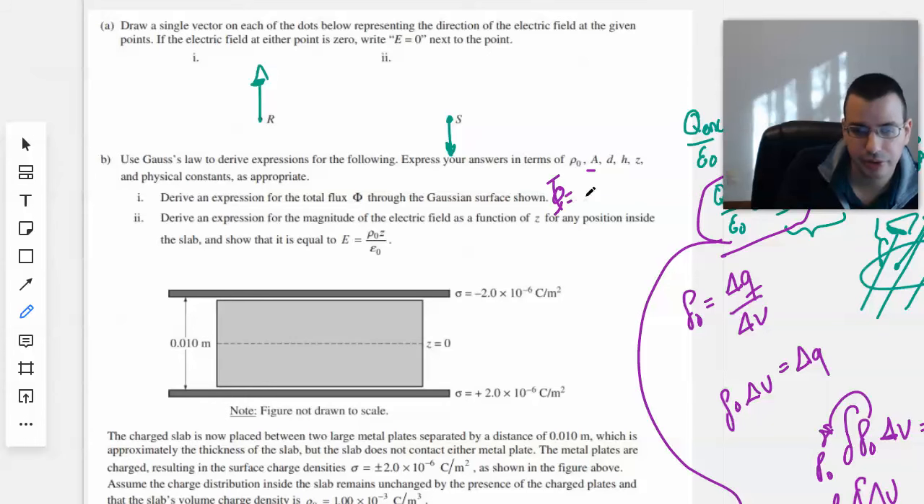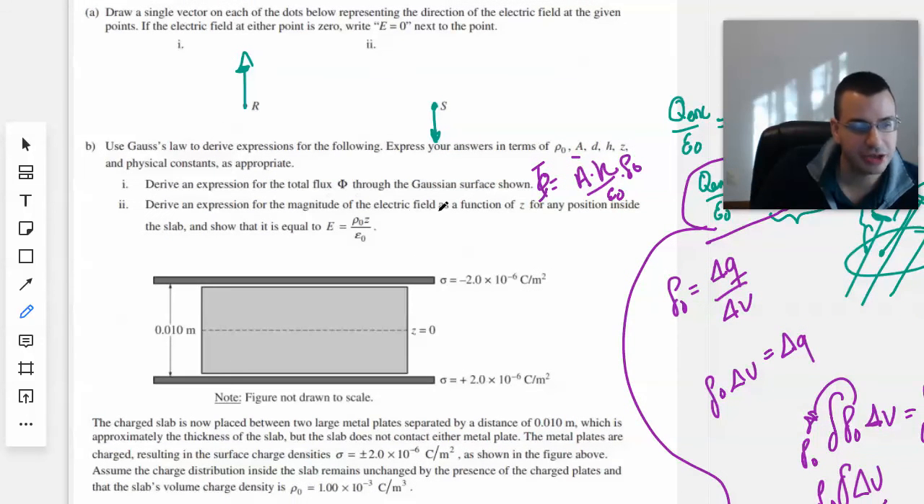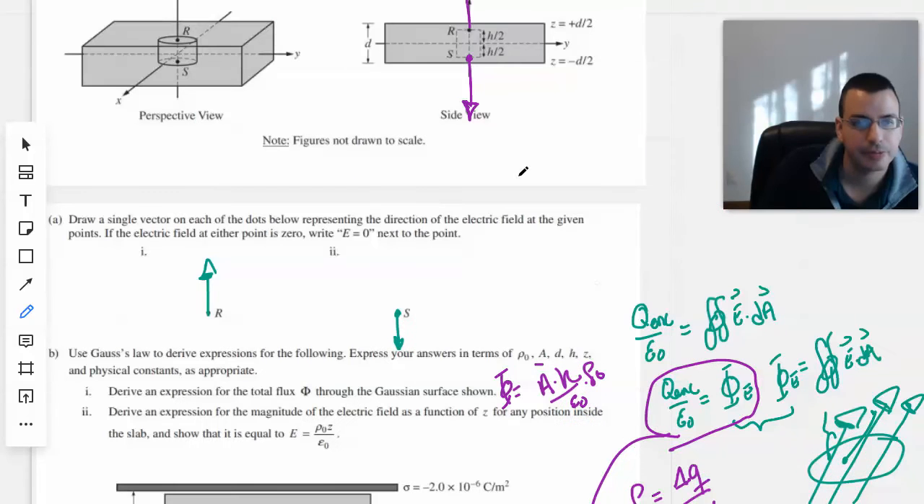Flux equals A H over epsilon naught times rho naught. Okay. Yep, and that's all we have to do for part A. Derive an expression for the magnitude of the electric field as a function of Z for any position inside the slab and show that it is equal to.